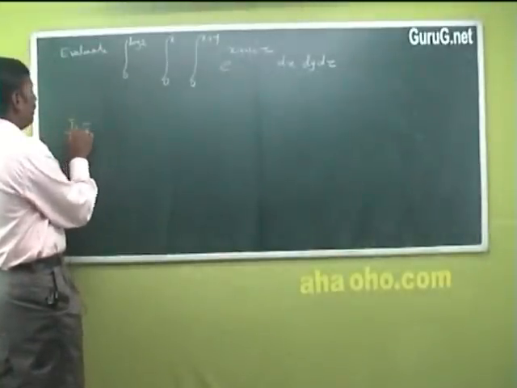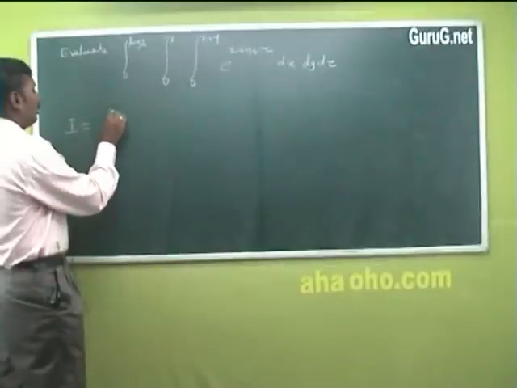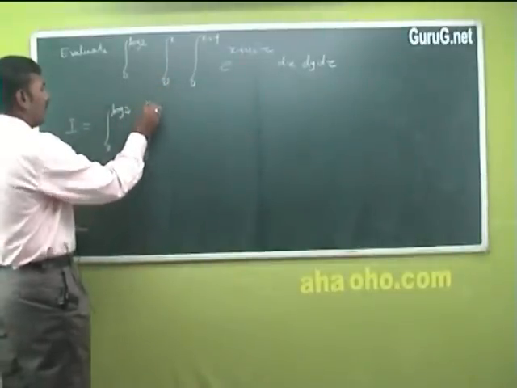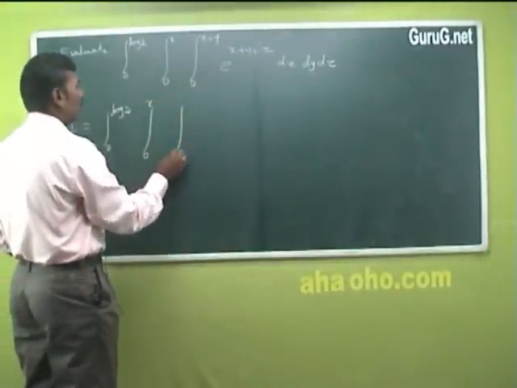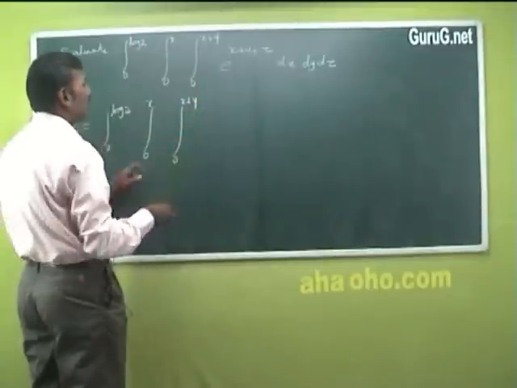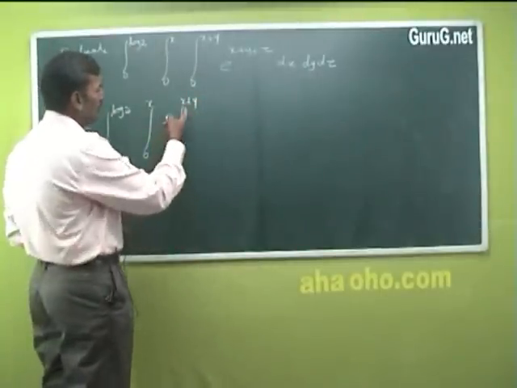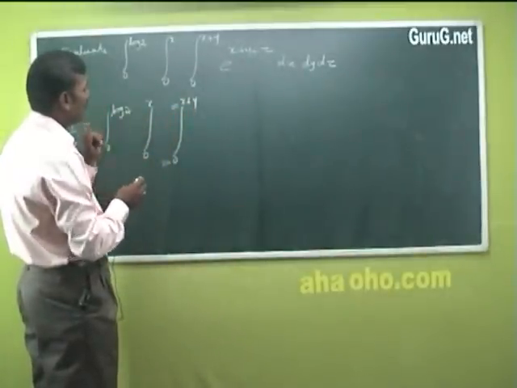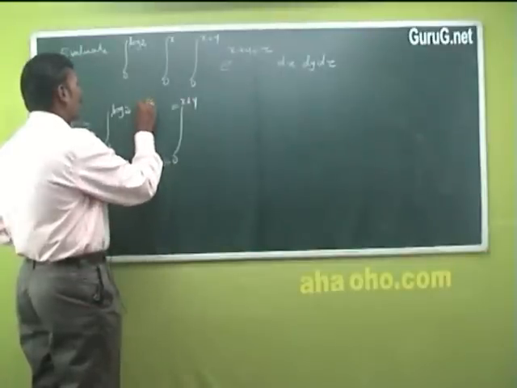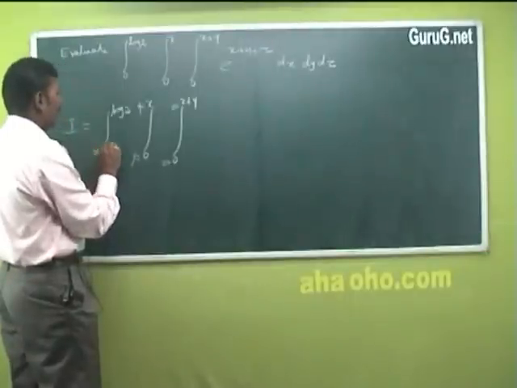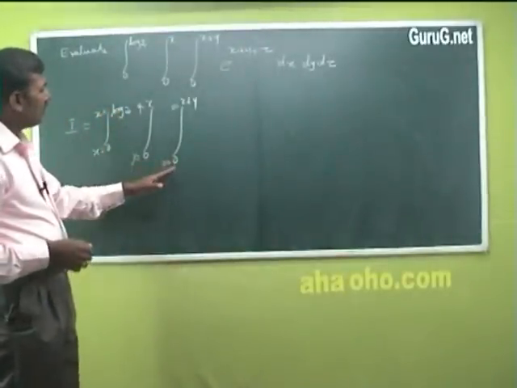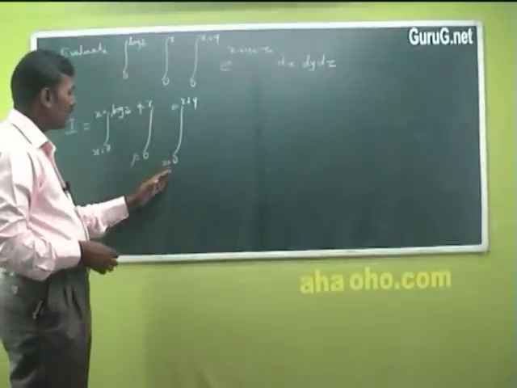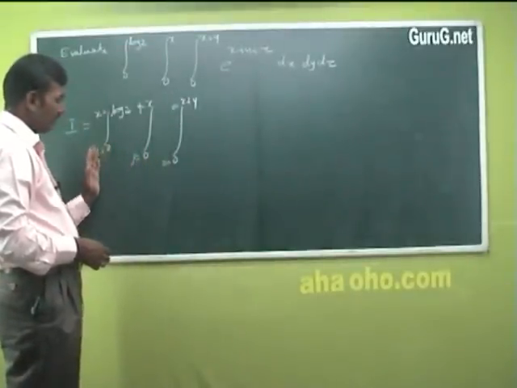So let I equal integral 0 to log 2, so this is a constant limit. This is integral 0 to x, and this is integral 0 to x plus y. Since it is a variable in x and y, it is the z limit, and since it is a variable in x, it is the y limit, and obviously this is the x limit, right? Now the inner limit is the z limit, then the next one is the y limit, and then the x limit. Therefore the order should be dz, dy and dx.